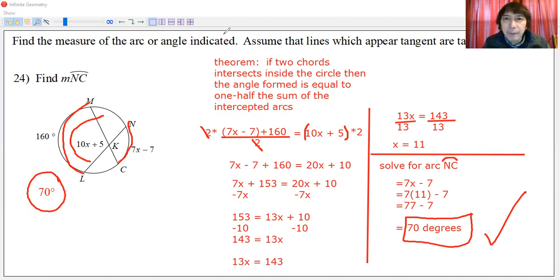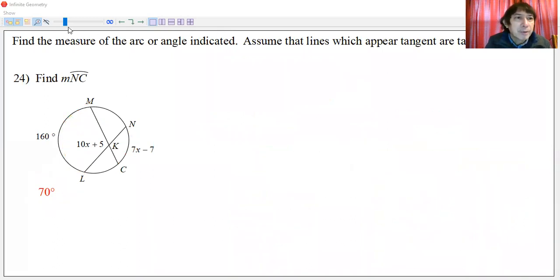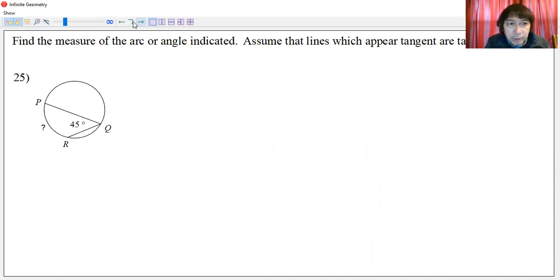All right. Number 25. Let's continue our solutions. 25 now. Let me clear the screen. Proceed to number 25. Here's number 25. All right. What do we have here?